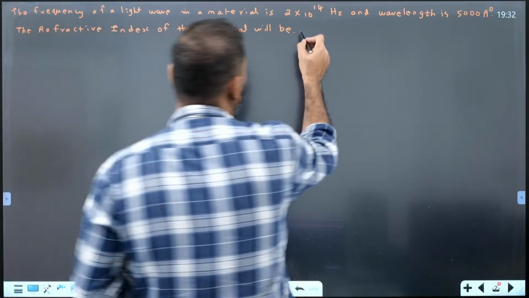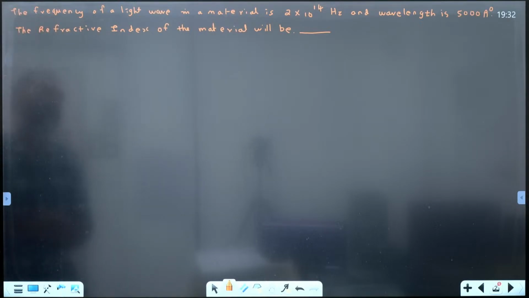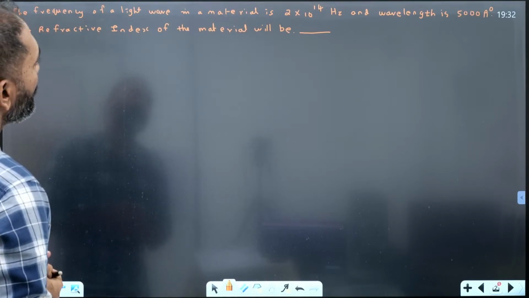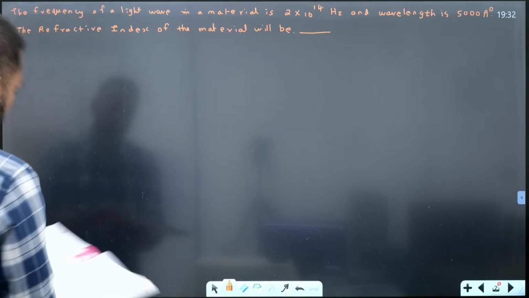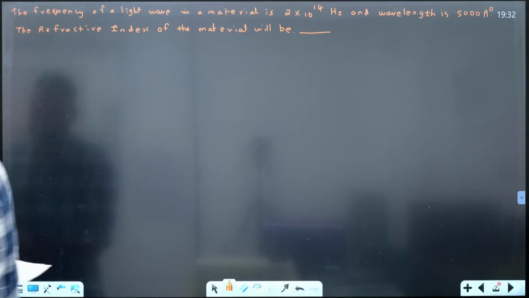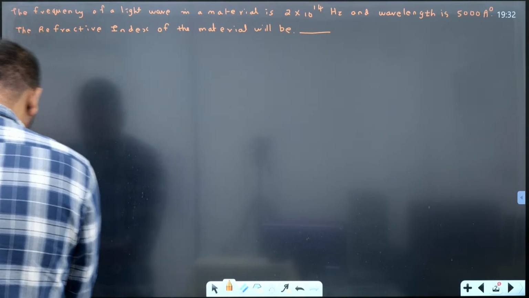We have to find out the refractive index of the material. So that is our task. Frequency and wavelength is given. We have to find out what the refractive index of the material is. That is the thing we have to do.